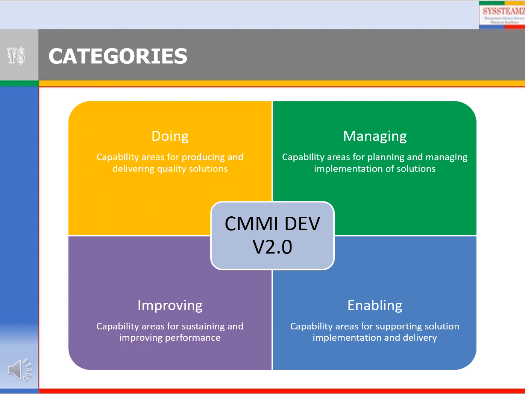All the capability areas in CMMI have been categorized in 4 categories. Doing includes the capability areas for producing and delivering quality solutions. Managing includes the capability areas for planning and managing implementation of solutions. Enabling includes the capability areas for supporting solution implementation and delivery. And improving includes the capability areas for sustaining and improving performance.